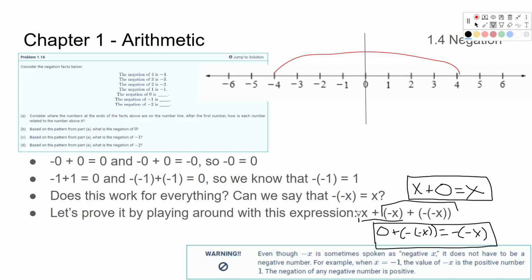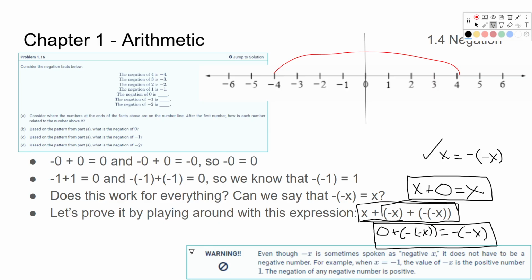So if this equation here, depending on how we do it, if we can get the answer of x and also negative x for the same expression, that means that x has to equal negative x. So that does indeed work. Check. It does work for all x's that negative x will always be equal to x. All right, so that was cool.